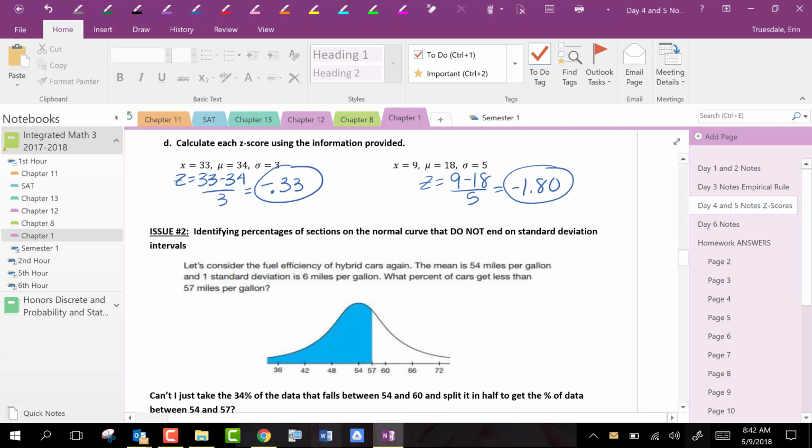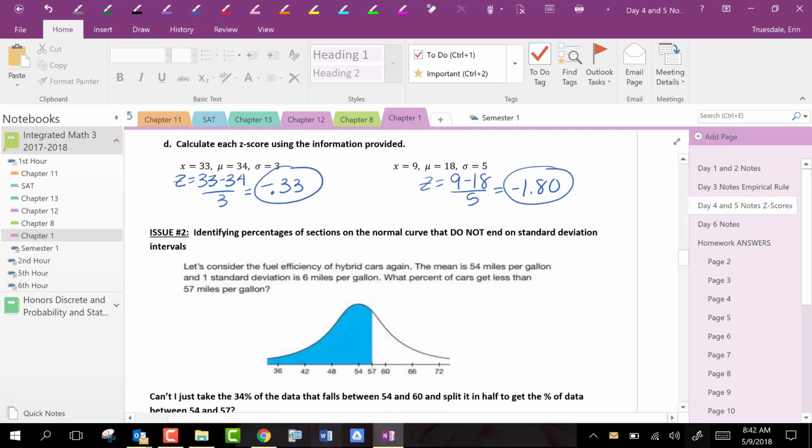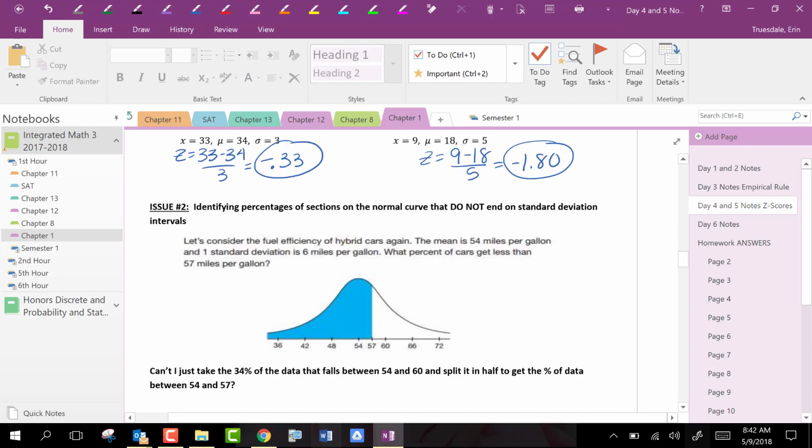Okay. So issue number 2 is that we now have to identify the percentages of the sections on the normal curve that do not end on a standard deviation interval. So can we find the percentage that matches up to these z-scores? Let's consider the fuel efficiency of the hybrid cars again. The mean is 54 and the standard deviation is 6. What percent of cars gets less than 57 miles per gallon?